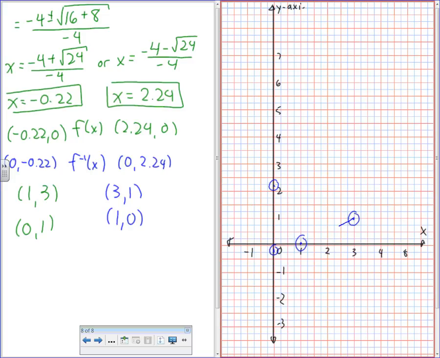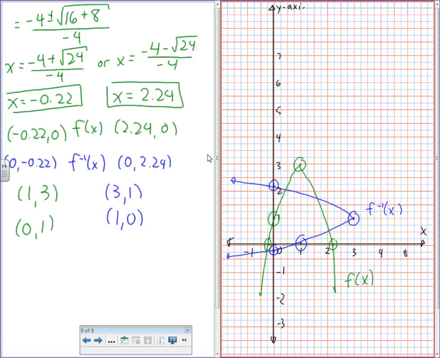Okay, so connecting the dots. That's my beautiful sideways parabola. For the original function, we have 1, 3. We have 0, 1. We have negative 0.22 and 2.24, which is over here someplace. So it's going to look something like this. That doesn't look balanced, but that's okay. So this is f of x.